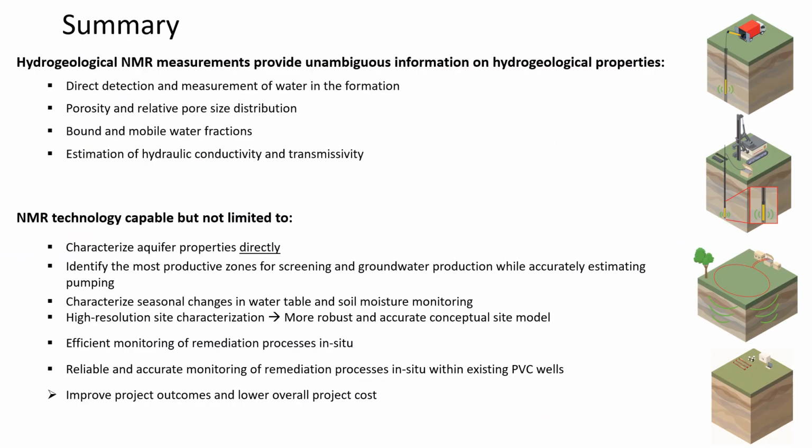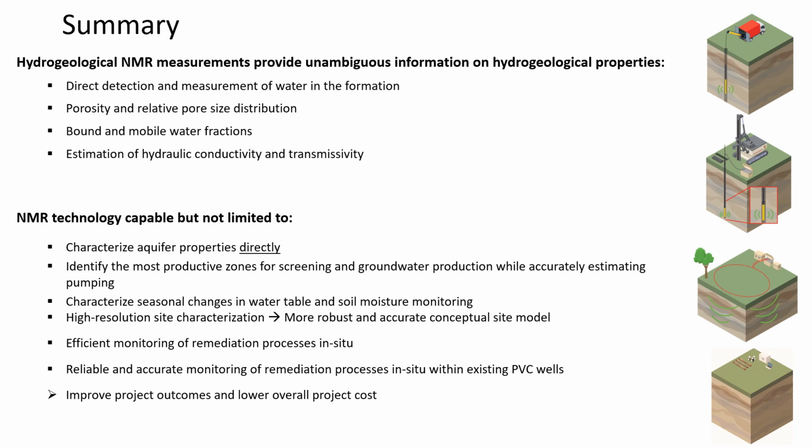So just to summarize, hydrogeological NMR measurements provide unambiguous information on hydrogeological properties. It can provide direct detection and measurement of water in the formation. It can estimate porosity and pore size distribution, estimate bound and mobile water fractions, and also estimate hydraulic conductivity and transmissivity. So NMR technology is capable of, but not limited to, characterizing aquifer properties directly. It can be used to identify the most productive zones for screening and groundwater production.